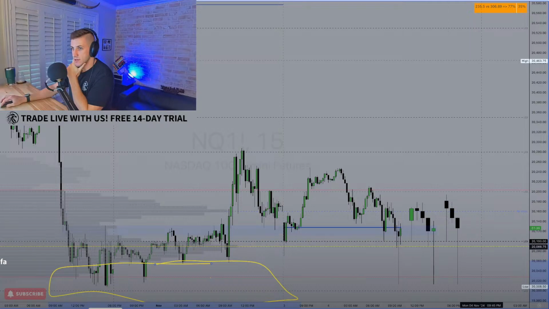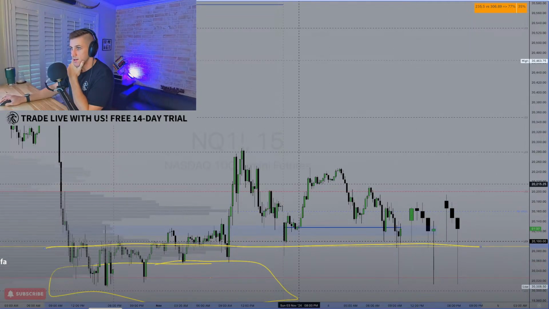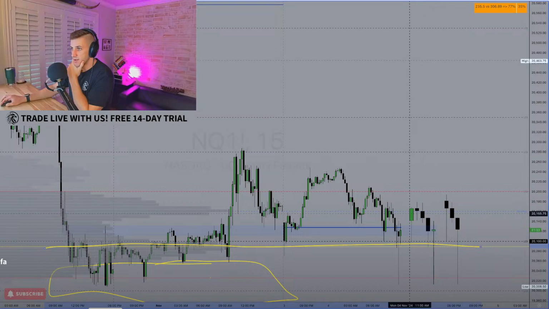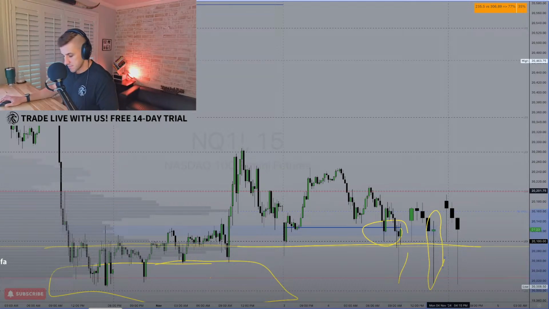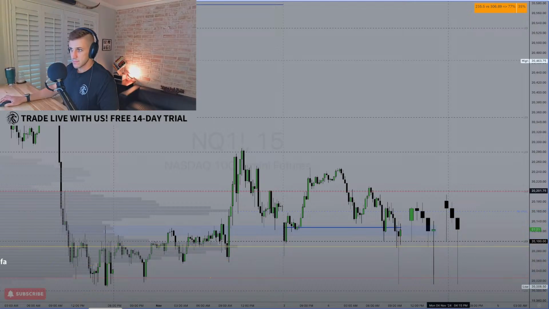Holding kind of the near-term volume point of control. Need some follow-through on this 15-minute candle with the big tail. That 30-minute, right? Let's see. See what we get here.